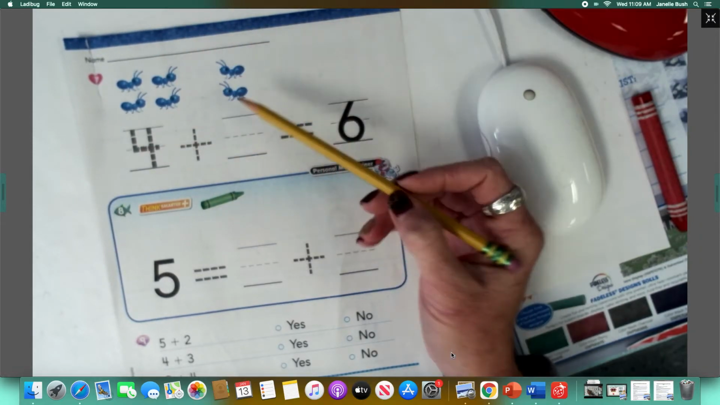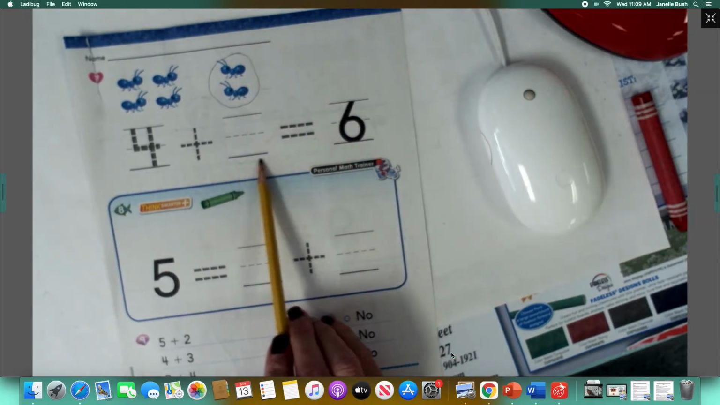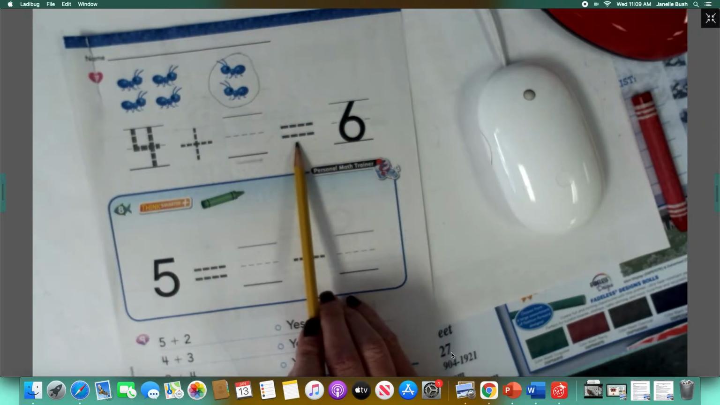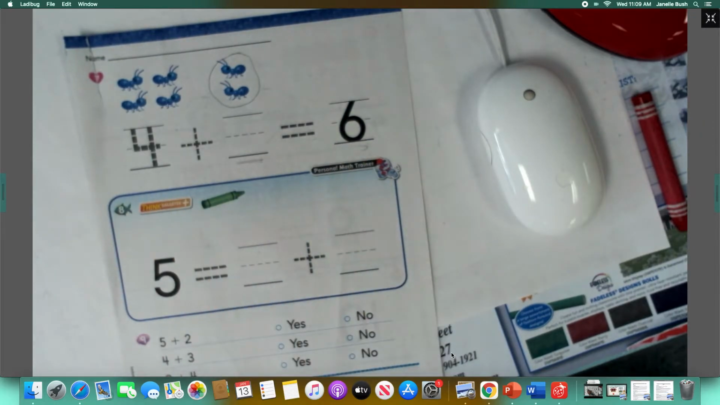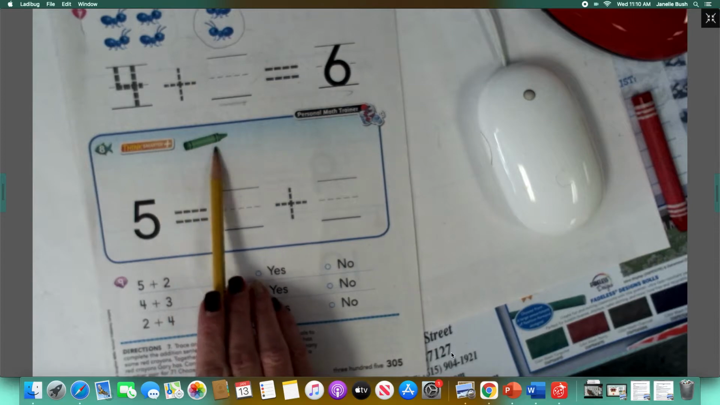Trace your plus. Okay, now you're going to count this group of ants, and you're going to write the number in the blank. Then trace your equals, and then that will complete your addition sentence. Okay, let's look at number 8. This is another Think Smarter.